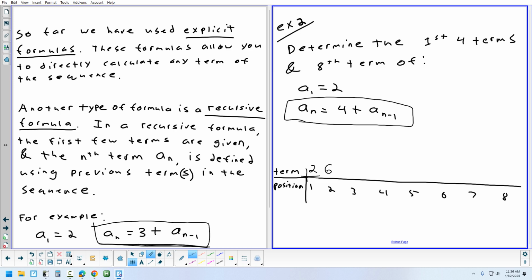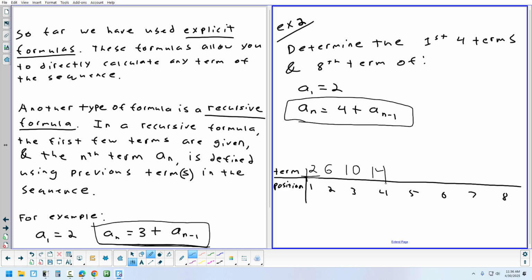6. And the third term? 10. And the fourth term? 14. Now, those are the only 4 in a row that they wanted to know. Now they want me to jump to the 8th term. Can I jump directly to the 8th term? No. I need the 7th, the 6th, and the 5th.